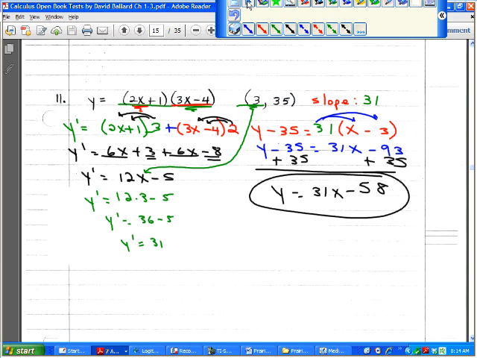So there's the equation in slope-intercept form of the line that is tangent to y equals (2x plus 3) times (3x minus 4) at the point 3, 5. Any questions on number 11? Okay, very good with that. All right.